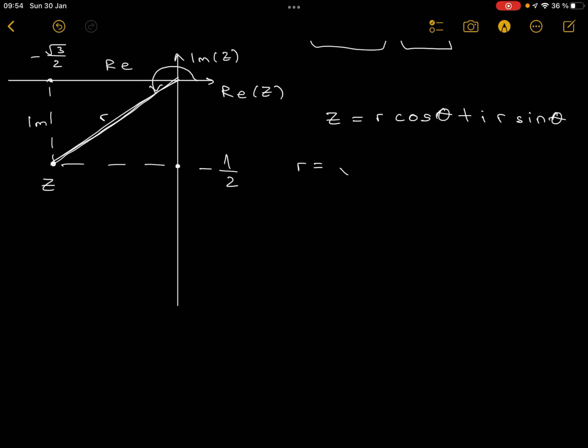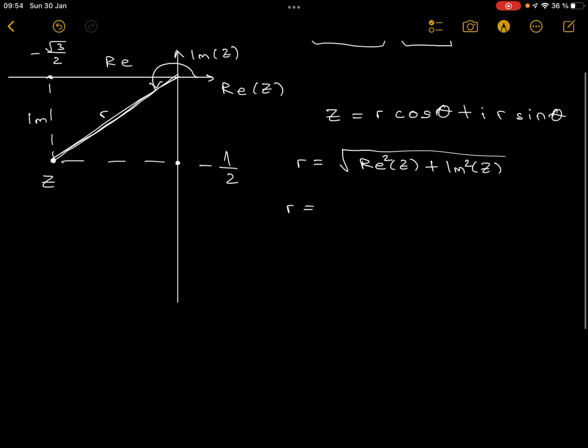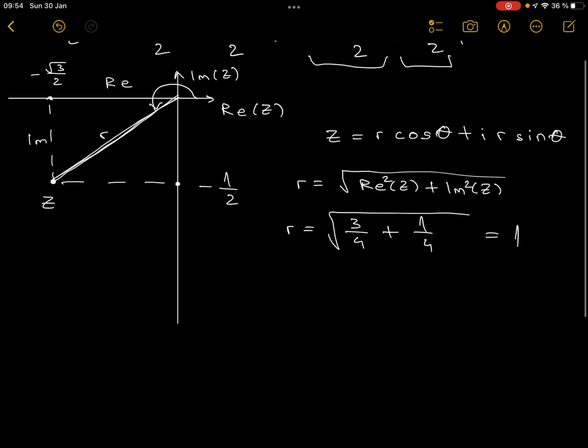So r is equal to, by the Pythagorean theorem, the real part of z squared plus the imaginary part of z also squared. So r is equal to, in this case, 3 over 4 plus 1 over 4, so r is just 1.